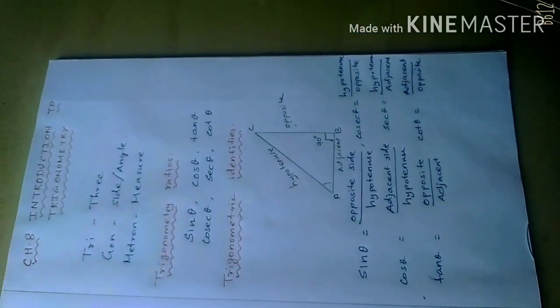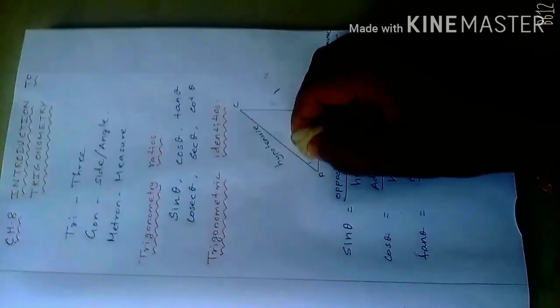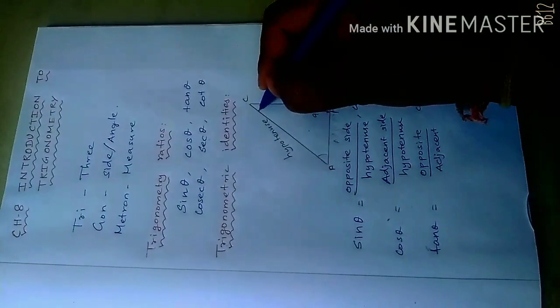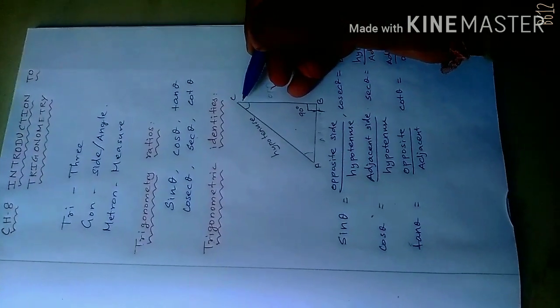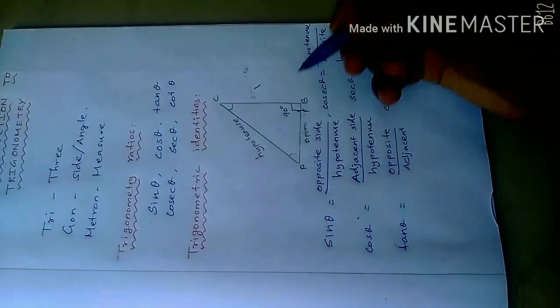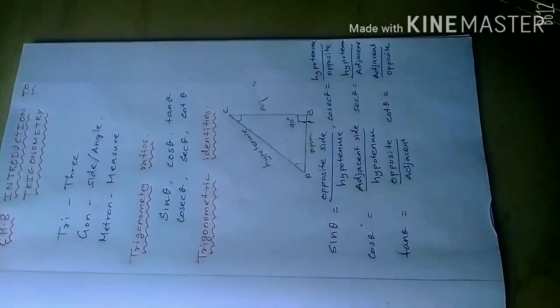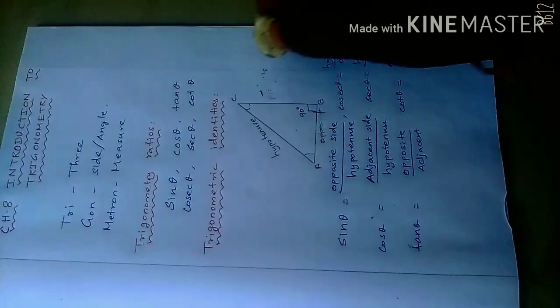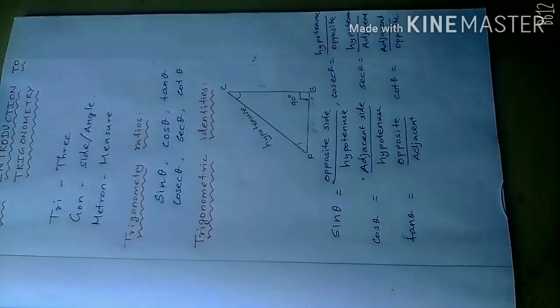Clear. Suppose now they are giving the angle at C. What is the opposite side? In this angle, which side is opposite? AB. So here is the opposite side. Then this is the adjacent side. Hypotenuse will never change. Clear? What is adjacent, what is opposite side? Understood?